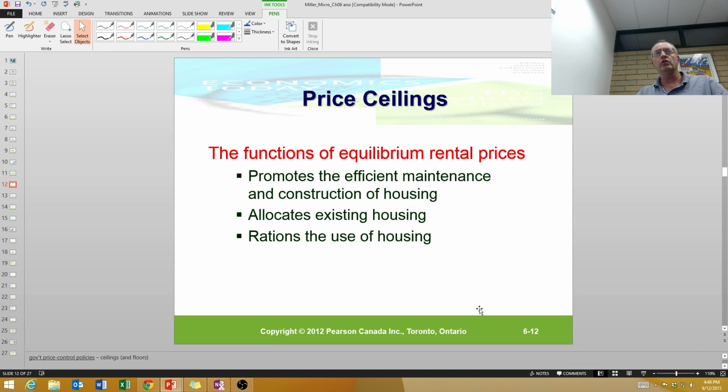Okay, so when we have a free market setting the price, and we have the equilibrium price set by the market, what's the consequence of that? So one thing is when the market sets the price as opposed to government policy, it encourages landlords to maintain their properties and to construct new properties.